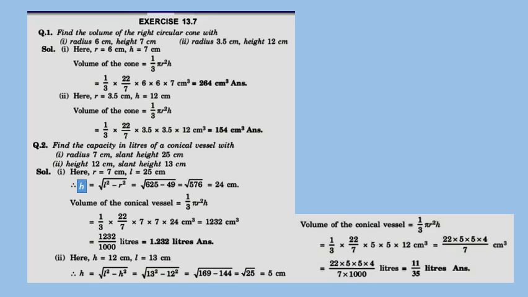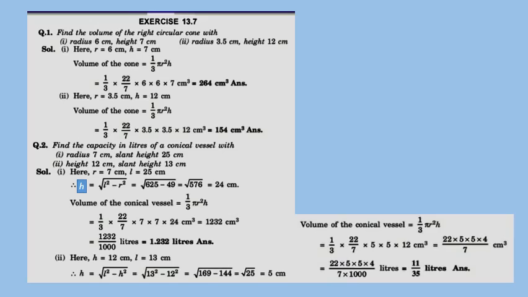Find the volume of the right circular cone with radius 6 cm and height 7 cm, and radius 3.5 cm and height 12 cm. So here we have to find the volume of the cone. Use the formula 1/3 pi r square h. Substitute the values, calculate correctly to get the answer. Like this, in the same way we have to calculate the second also. Here the radius is in decimal.